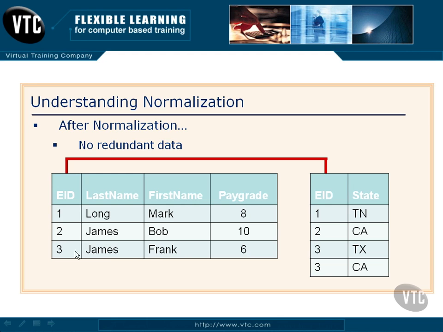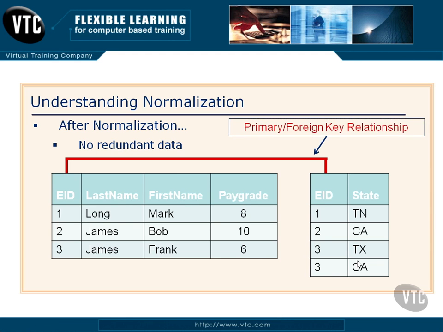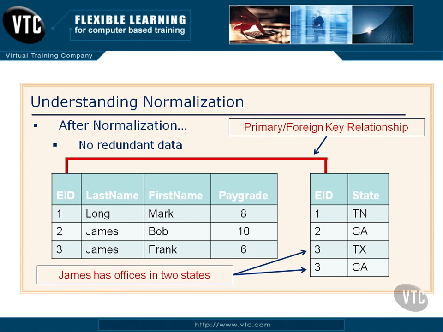So what we did is we put Frank James in here. He's EID 3. He's pay grade 6. Then over here in our related table, we put the states. Notice Frank James is 3. He has two entries over here for 3, one in Texas, one in California. By creating a join on these tables, when we query this data, we can get everybody's states. I hope that makes sense, because what we've done now is create a primary foreign key relationship between these two tables so we can join that data and give it meaning. We can easily see here that James has offices in two states, but we haven't had to replicate data.